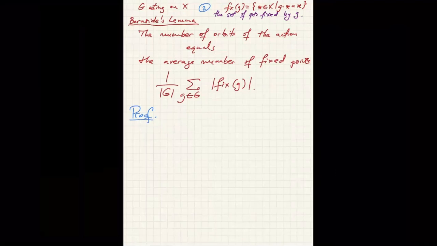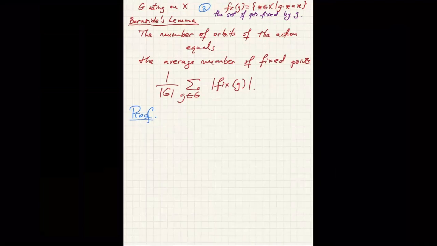Okay. So let's take it here again. Burnside's lemma: G acting on X, Fix(g) the set of points fixed by g, and then the number of orbits. Maybe the easiest way to remember it is in words: the number of orbits of the action equals the average number of fixed points, which can be represented as this summation.